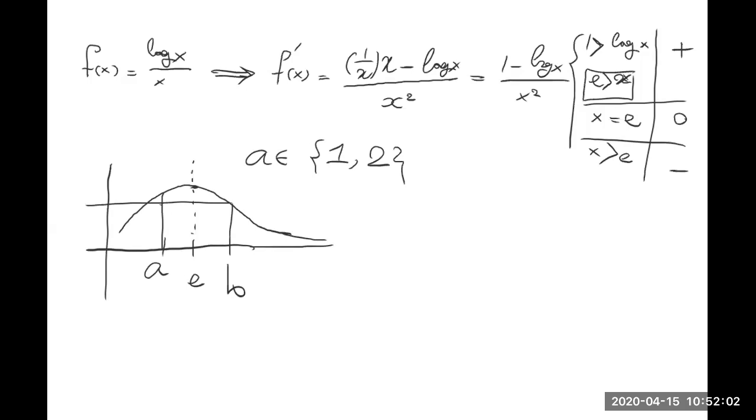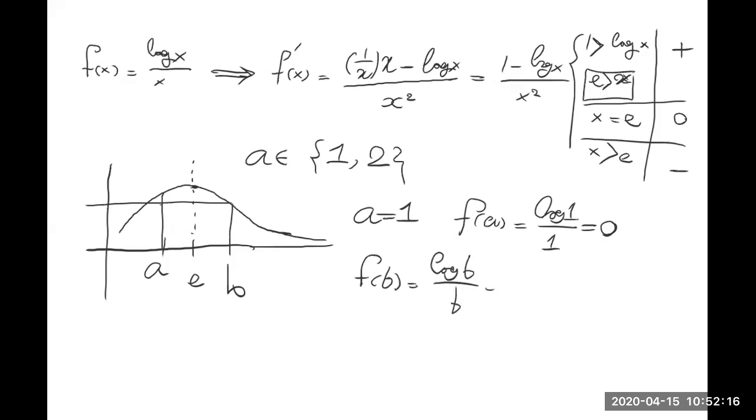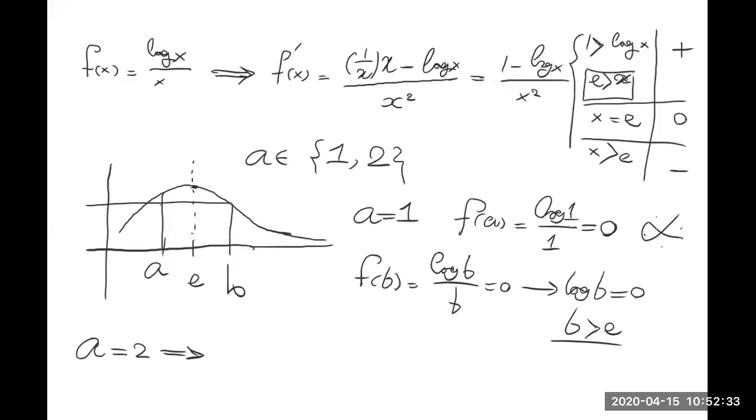If A is 1, f of A would be log of 1 over 1, but log of 1 is 0. So f of B should be equal to 0. So log of B over B should be zero, so log of B should be zero, but it's not possible because B is larger than e, and log is not going to be zero. So that case doesn't have any solution. Let's consider the other case. What if A is equal to 2? So f of A would be log of 2 over 2. Is there any B such that log of B over B is equal to that?